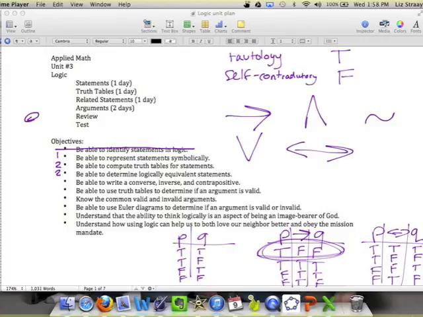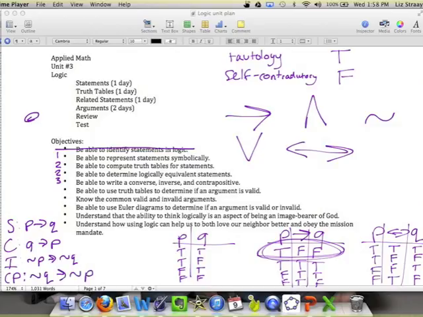All right, being able to write a converse, inverse, and contrapositive. So that was in lesson 3. So what does a converse do? Converse flips them. Okay, so in symbols, if I say my statement is P then Q, a converse is Q then P. What does an inverse do? Negates. Keeps the order but negates them. Good word. And a contrapositive flips and negates.